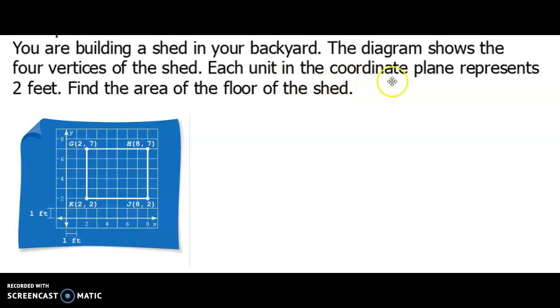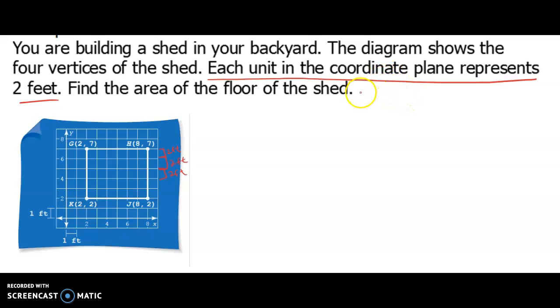Each unit on the coordinate plane represents 2 feet. Okay, this is a big deal here. Each unit in the coordinate plane represents 2 feet. So that means for every box here, this is 2 feet. This is another 2 feet. This is another 2 feet. Okay, so one unit represents 2 feet. We want to find the area of the floor of the shed.